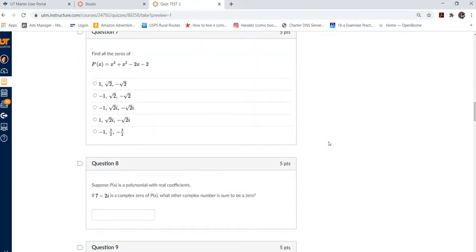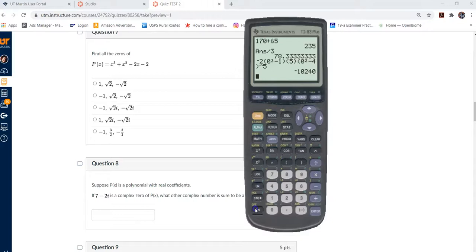Okay, find all the zeros of that. Okay, I'm going to look at this on my calculator. So clear out any old rubbish, and let's do x cubed plus x squared minus 2x minus 2. And let's start with a zoom 6.